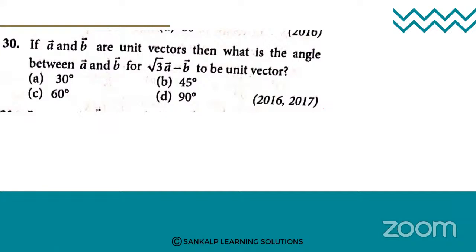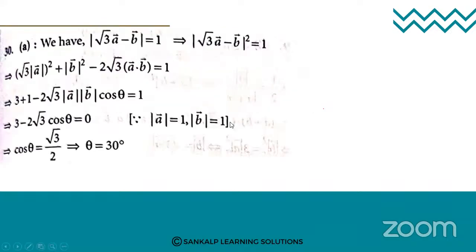By using the given hint, we can simplify this. In the simplification part, first we need to take the mod value of the given condition. So the mod value of root 3A minus B is equal to 1. When we square it on both sides, we apply the a minus b whole square formula. So we get a square plus b square minus 2ab is equal to 1.